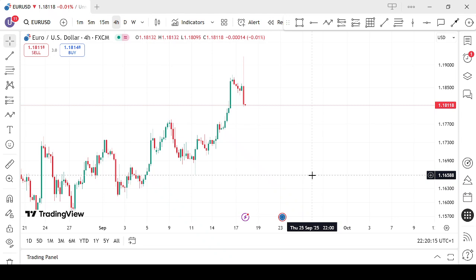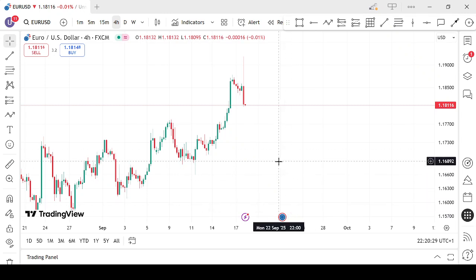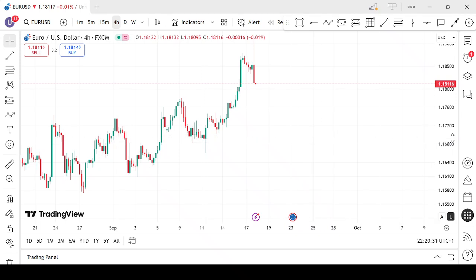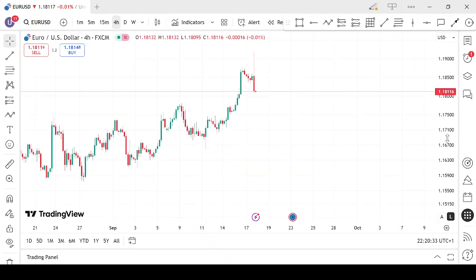Trading as a student requires discipline, planning, and a strategy suitable to your lifestyle and resources. Now let's look at a detailed step-by-step guide to help you begin trading effectively without overwhelming your schedule or finances. The first step would be to choose the right trading platform.